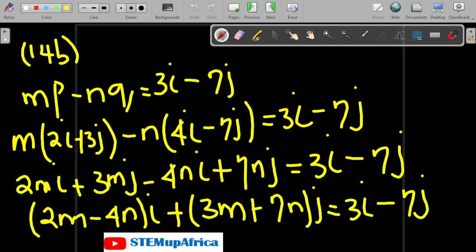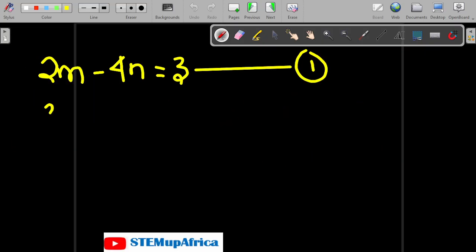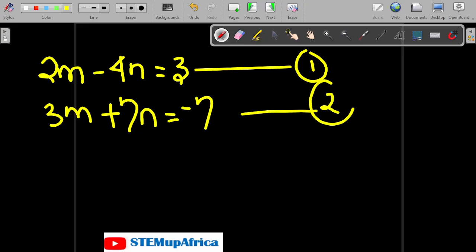There we have 3m plus 7n. Then I have 3m plus 7n is equal to minus 7. Let's call this equation 2. So we are going to solve 1 and 2 simultaneously. But let's use the elimination method. That would be better, quicker for us.